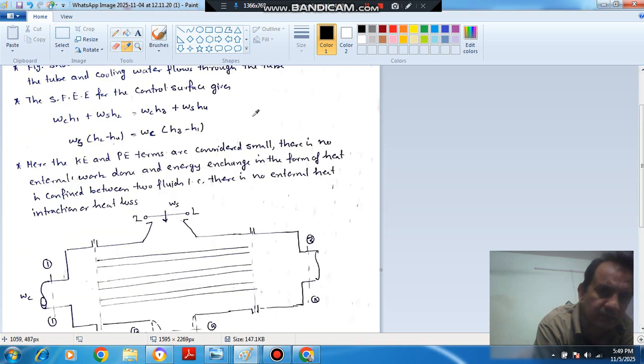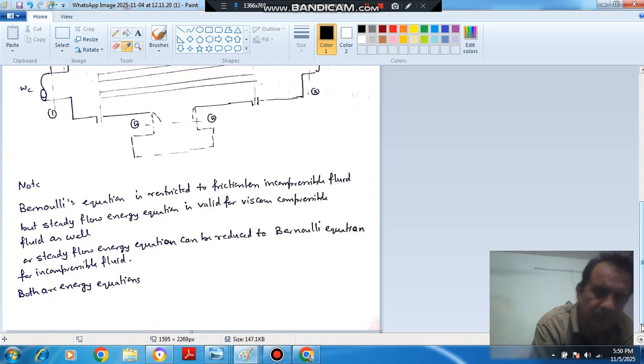We just have to balance enthalpy at the inlet and outlet. 1 and 2 represent inlet, 3 and 4 represent outlet. 3 is the outlet for cooling water, 4 is the outlet for steam, 2 is the inlet for steam, and 1 is the inlet for cooling water. So these are the applications of the first law of thermodynamics applied to flow processes, for steady flow process.